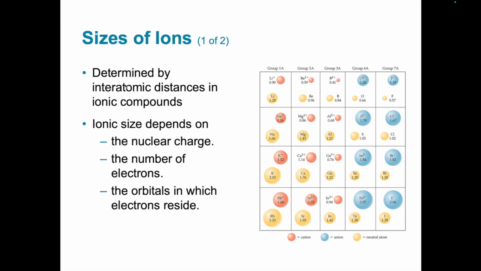So this is a lot like atomic radius, right? It depends on what's around, but it's determined by the interatomic distances in ionic compounds. The ionic size depends on the nuclear charge, which is that Zeff we talked about a second ago, and it also depends on the number of electrons, and on what orbitals each of the electrons resides in.